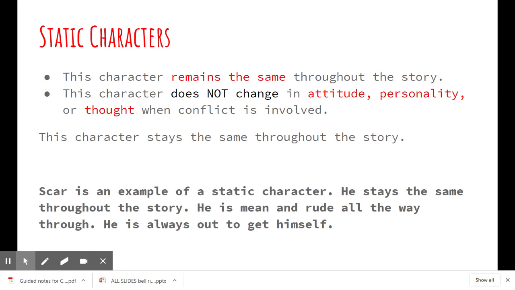Okay, so that's the difference between you've got round, flat, static, and dynamic. Okay, round characters you know lots about. Flat, like two-dimensional. You only know just a little bit about them. They might only be in the story to move it forward. Then within those characters, when you're talking about the characters changing, you have dynamic and static. They either are dynamic and go through a big change, or they're static and stay the same.